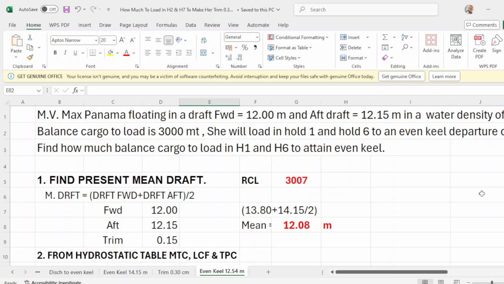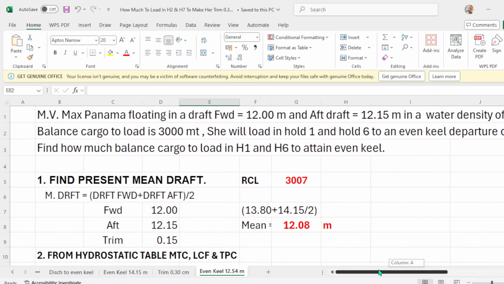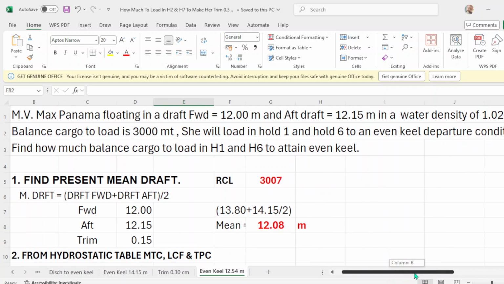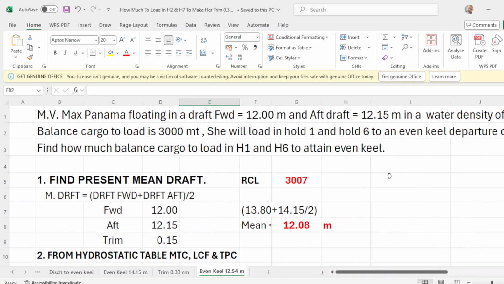It's the same vessel, MV Max Panama, floating at a draft of forward 12 meters and aft draft of 12.15 meters, in a water density of 1.025, salt water. Balance cargo to load is 3,000 metric tons. This is the remaining cargo to load. She will load in hold number 1 and hold number 6 to an even keel departure condition, meaning the final loading will be even keel.